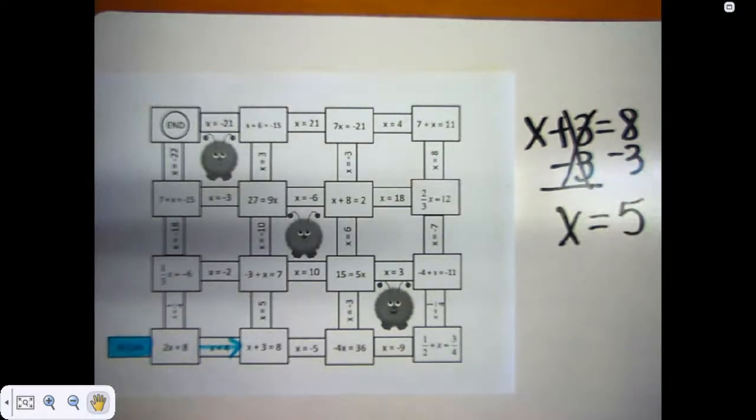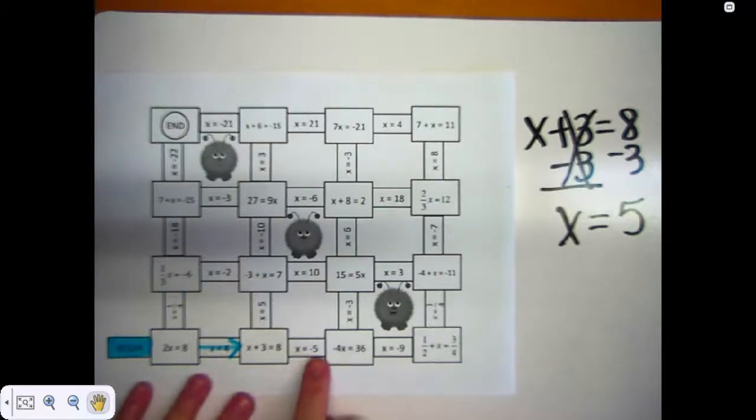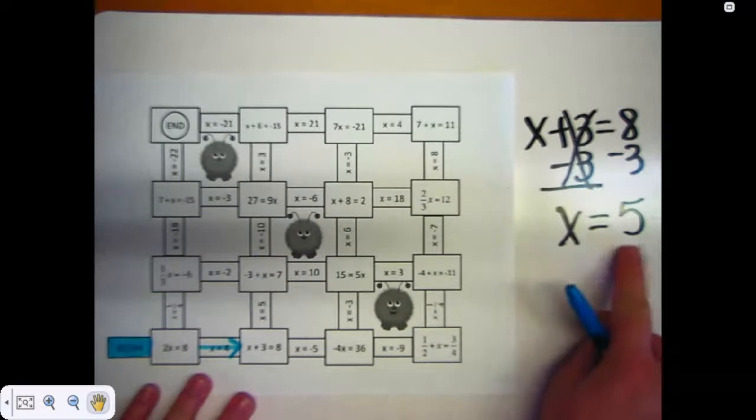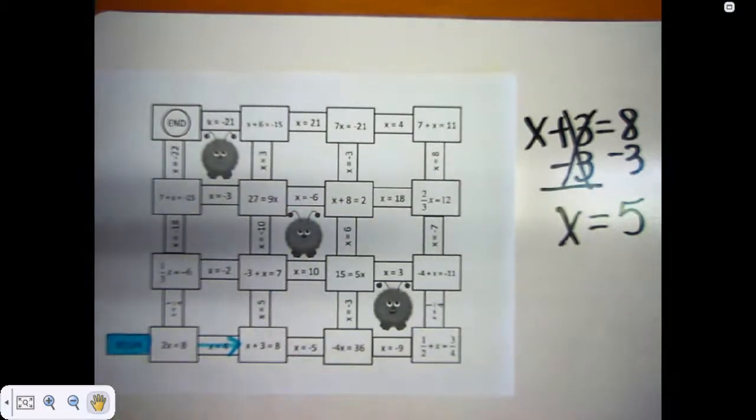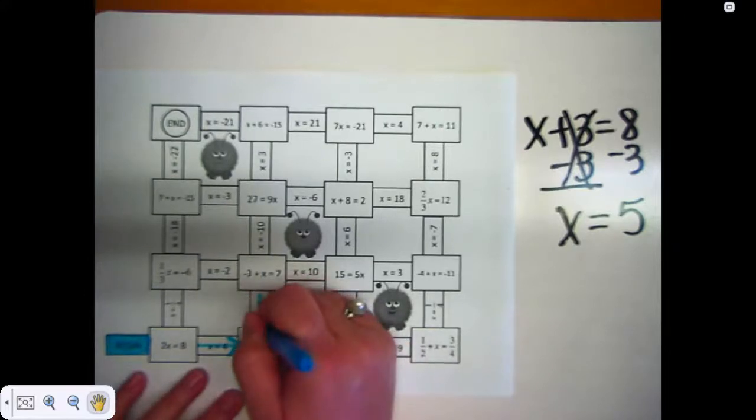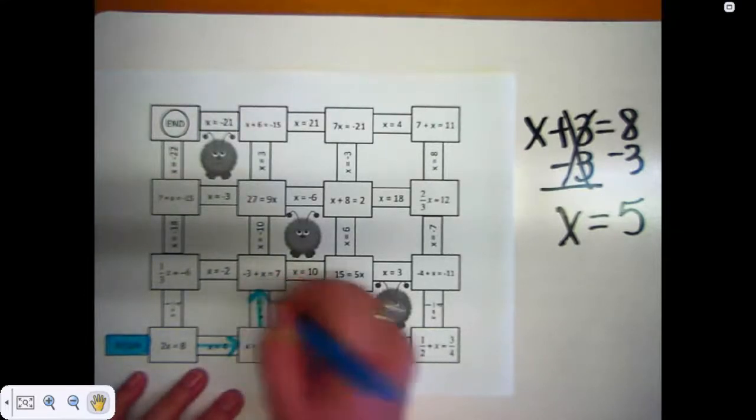So I am going to look for the answer. I see that this says x equals negative 5. That's not my answer. My answer was positive 5. So this one says x equals 5, so that's where my arrow will go. It will go to the next box.